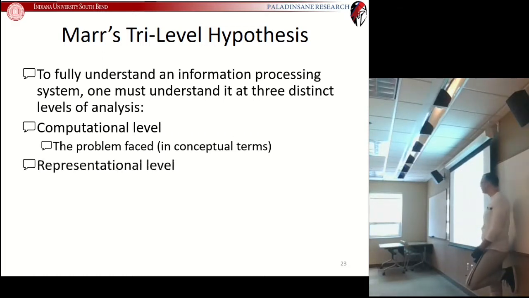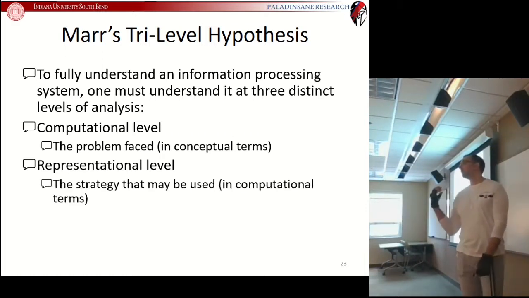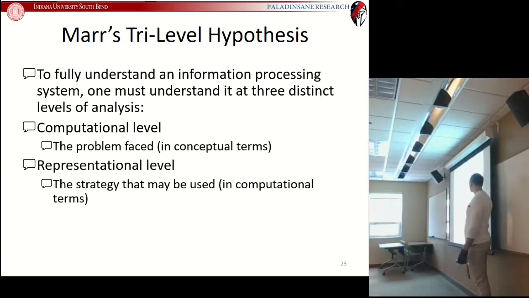The second level is the representational level. And the representational level is strategies, models, theories, representation that might be used to do the list that we have in the computational level. So here we have, for example, alphabetized lists. At the representational level, we might say, well, how? What's a strategy that people use to alphabetize lists? What's a strategy that your mind might use to alphabetize lists?